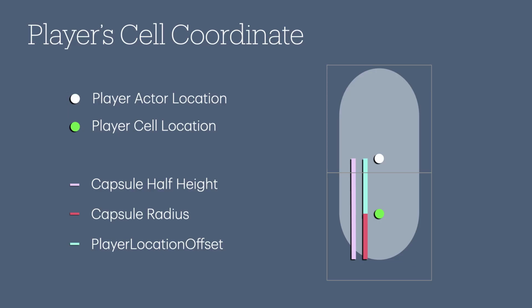To get this offset, we need to take the capsule half height and subtract the capsule radius. This will give us the exact light blue offset we want from this image. Then, anytime we want to calculate the player's world position, we will take their actor location and subtract this player location offset. We only need to calculate this offset one time at the beginning of the game because the player's capsule size will remain constant. Let's now use this to apply a fix to our code.